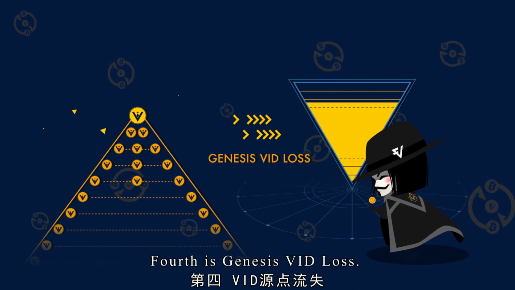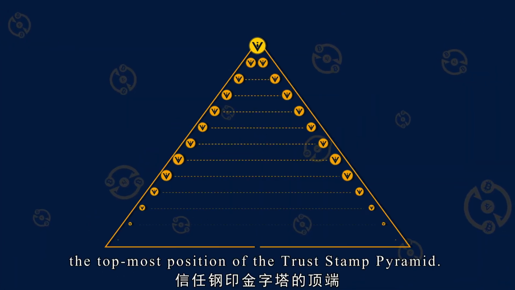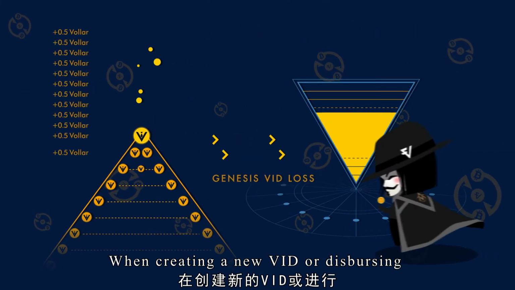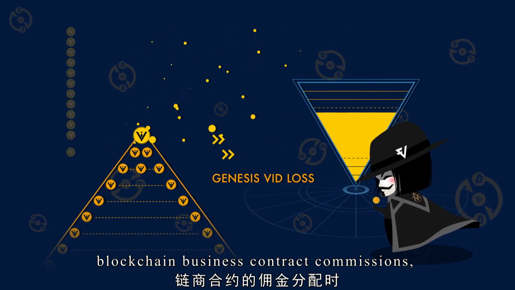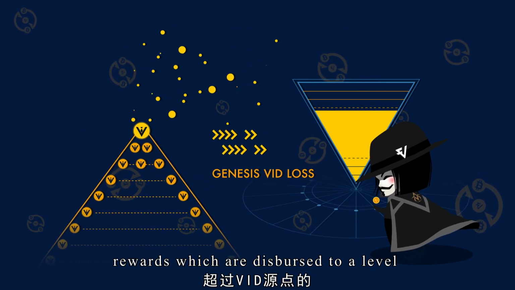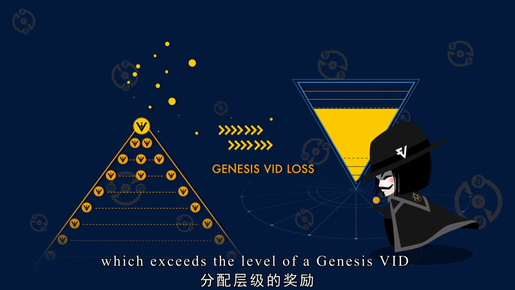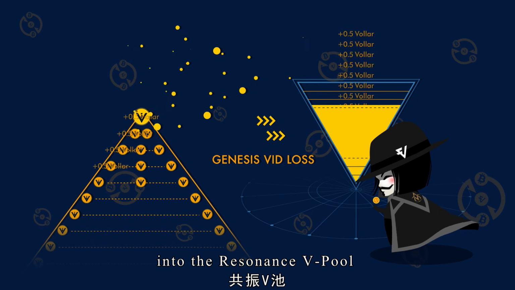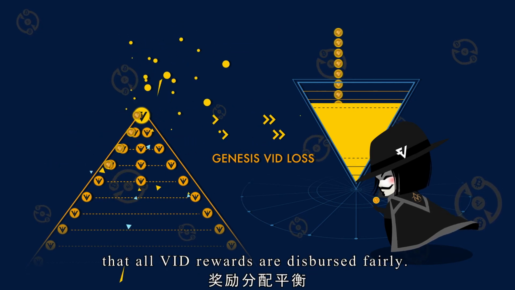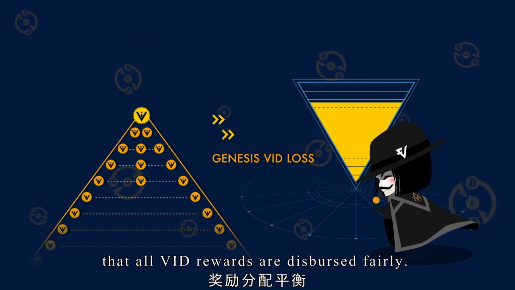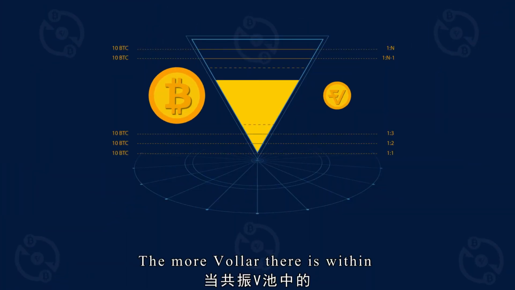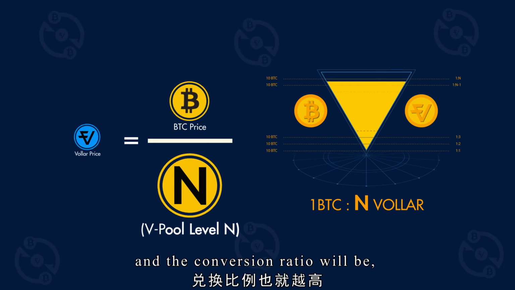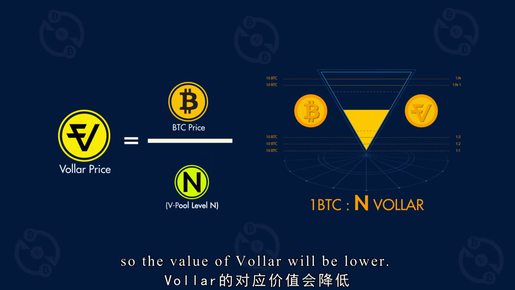Fourth is Genesis VID loss. Genesis VIDs always sit at the topmost position of the trust stamp pyramid. When creating a new VID or dispersing blockchain business contract commissions, rewards which are dispersed to a level which exceeds the level of a Genesis VID are automatically directed into the resonance V-pool in order to guarantee that all VID rewards are dispersed fairly. The more Voller there is within the resonance V-pool, the higher the current level and the conversion ratio will be, so the value of Voller will be lower.